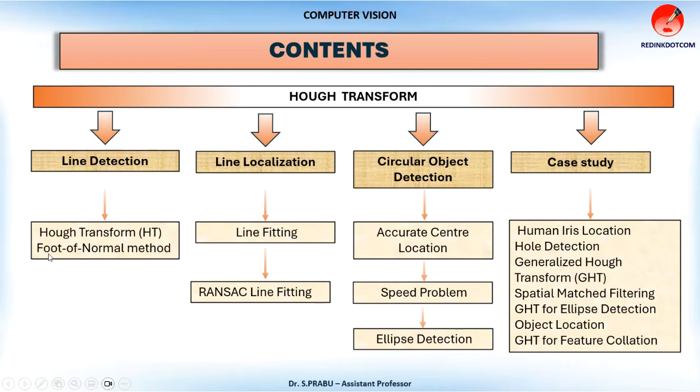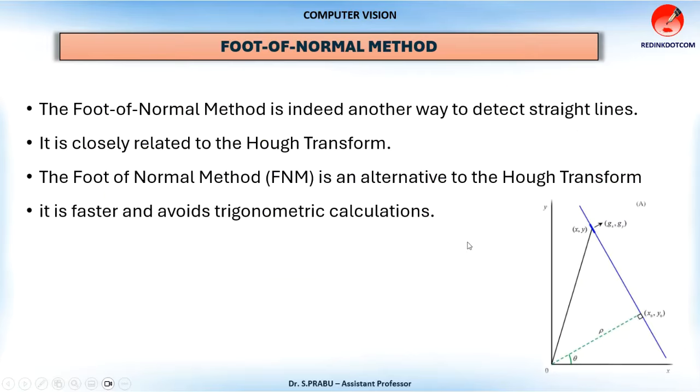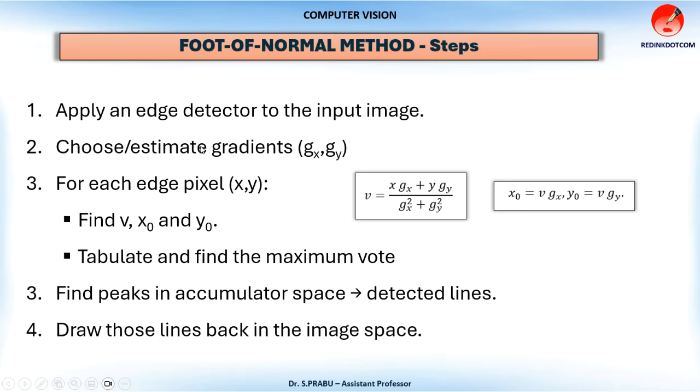Now we are moving to the next topic, called the foot of normal method. It is another method to identify a straight line. It avoids the trigonometric calculations present in the Hough transform. These are all the steps followed for the foot of normal method. The main part of this method is to find the gradients called gx and gy. Then using these, we need to find the v value and x0 and y0. This x0 and y0 is called the foot of normal. So this coordinate value can tell the exact line equation.